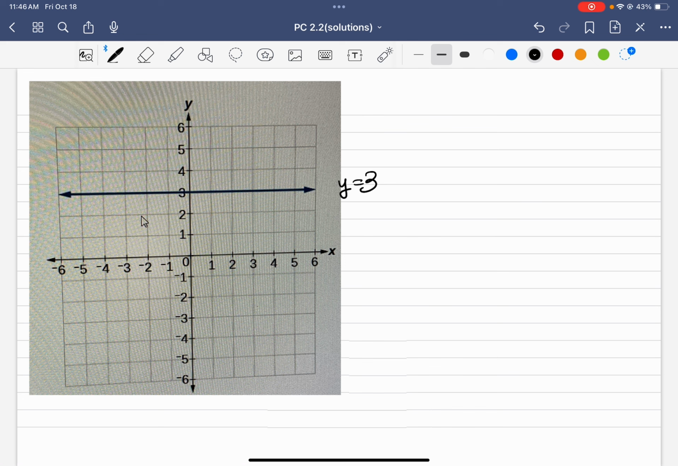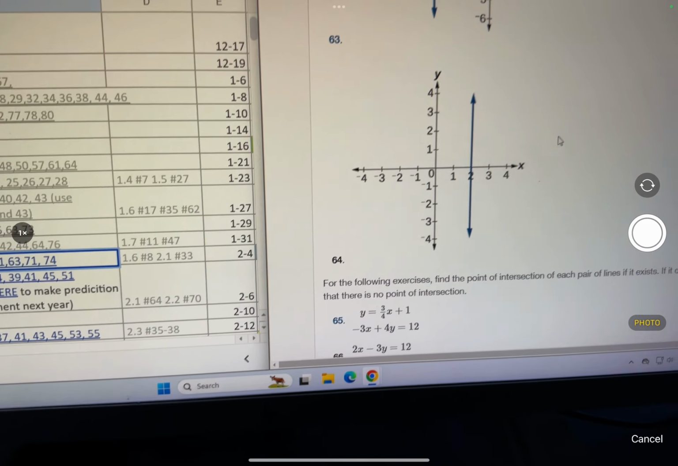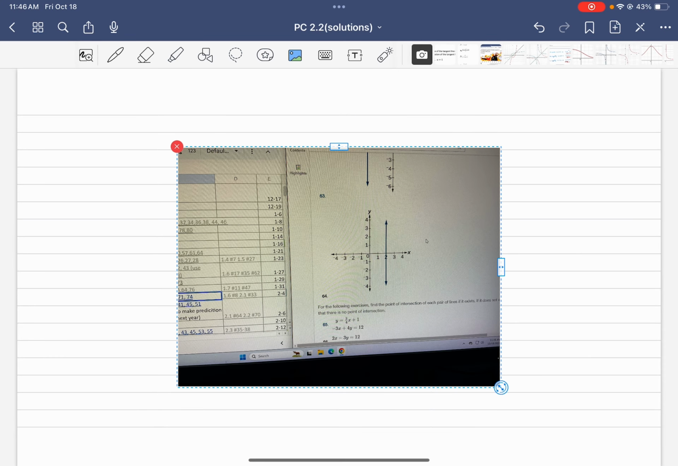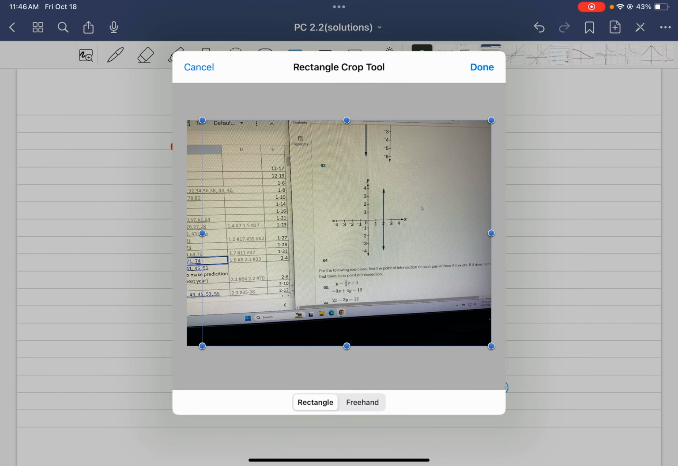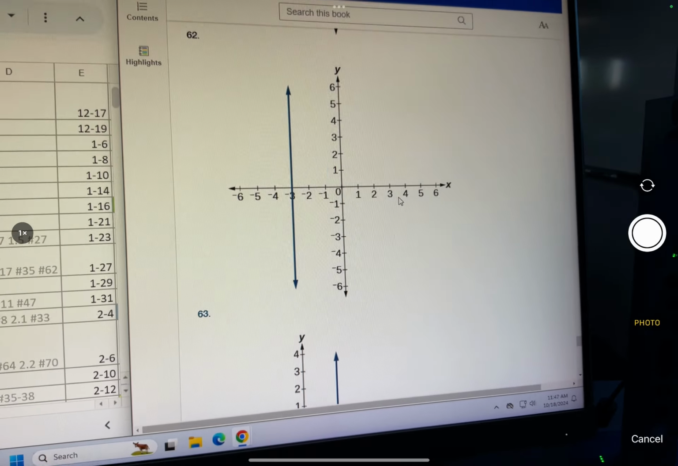But then on 63, so this is 61, for 63, that one just turns out to be, bam. So use photo, let me crop this one. Oh, I gotta be careful. I did the wrong one, we're not gonna do that again. So for 63, it's the graph above the number. So it should be that one.